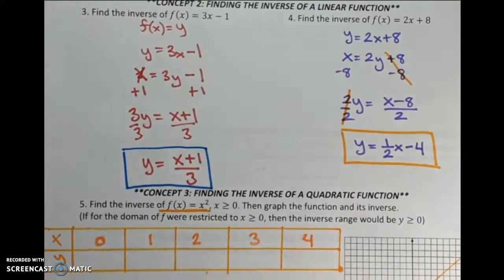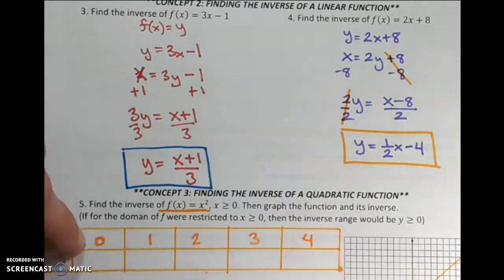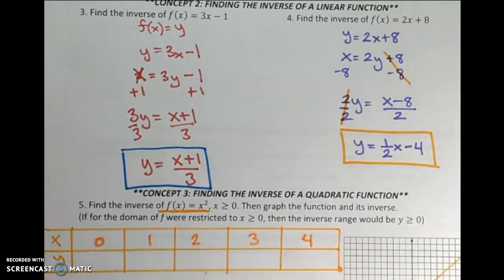Okay, I'm going to scoot it on up. It says, concept number 3, finding the inverse of a quadratic function. Okay, so find the inverse of f of x equals x squared when x is greater than or equal to 0. So we're going to start at 0. And then it says graph the function and its inverse. If the domain of f were restricted to x is greater than or equal to 0, then the inverse function would be y is greater than or equal to 0.